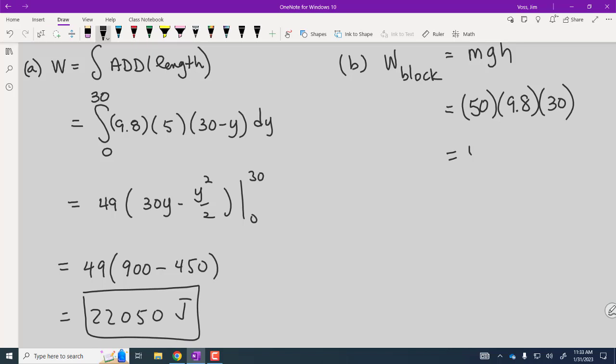So this is going to be 14,700 joules. And then our total will be whatever the sum of those two is. So 36,750 total.